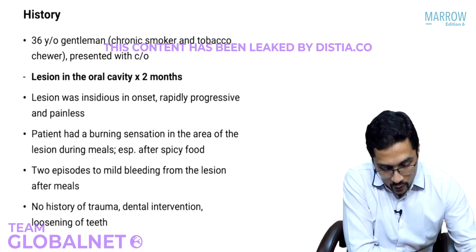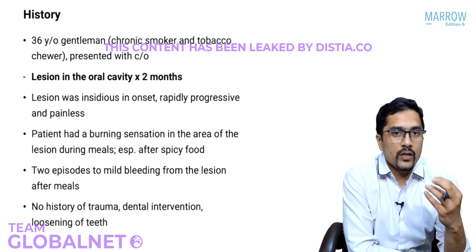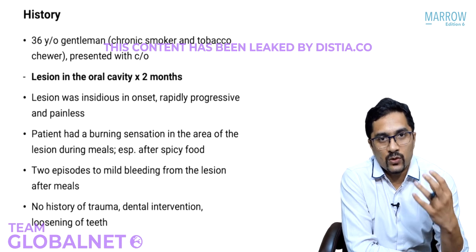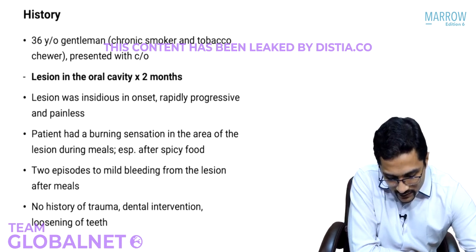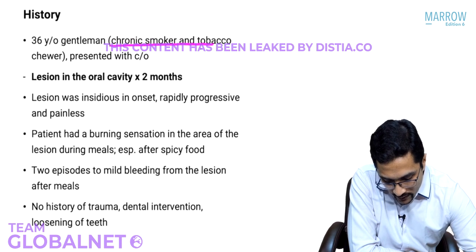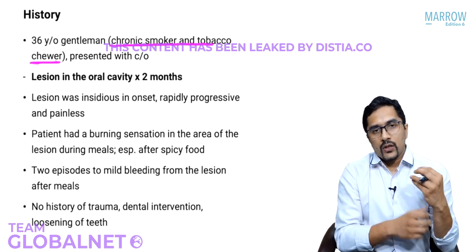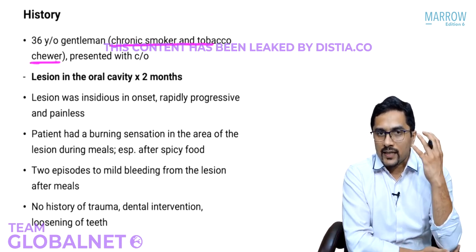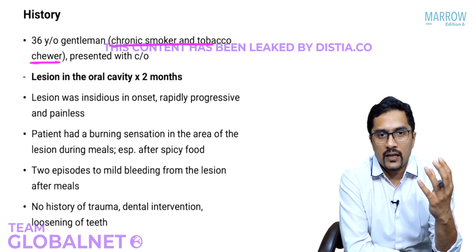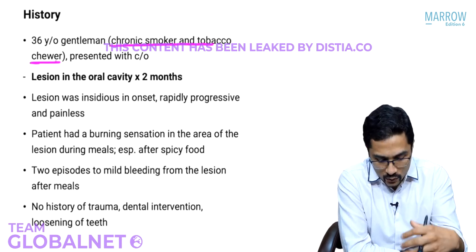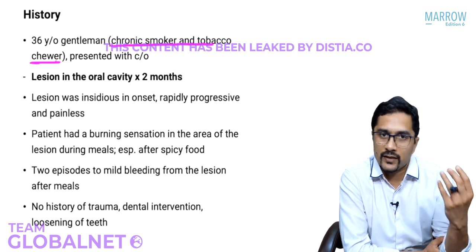Now, it is very important that as a final year student, if you're presenting your history to the examiner and you mention this upfront, the examiner will be impressed. Because then the examiner starts thinking that you're thinking in a certain direction, and it is always better that you do this if you know that you're dealing with a case of malignancy.